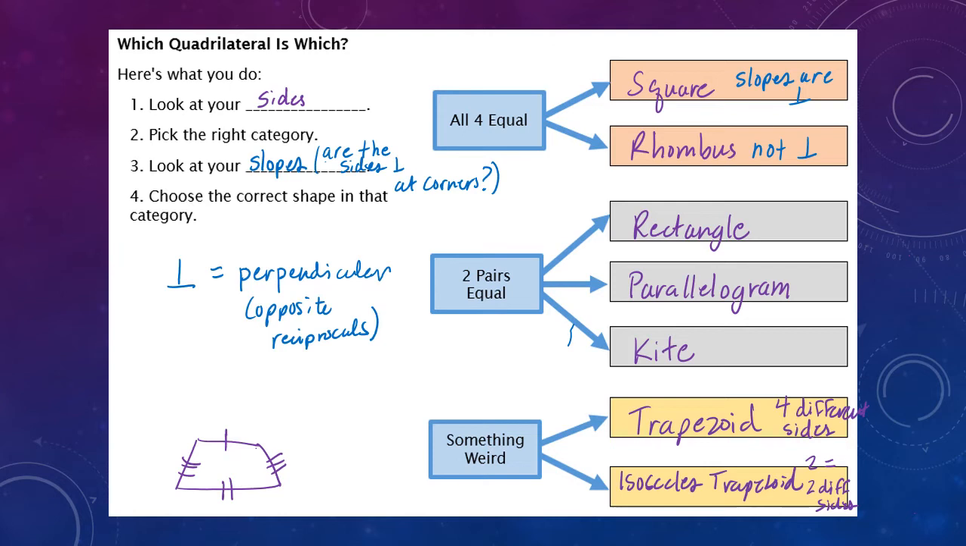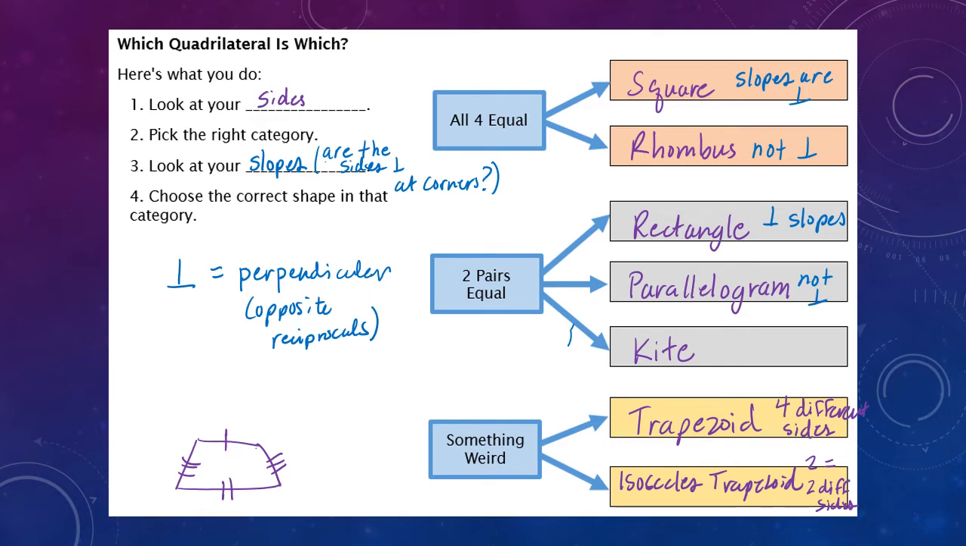All right, let's move on to where you have 2 pairs of equal sides. In a rectangle, just like in a square, you're going to have perpendicular slopes, because the corners of a rectangle make 90-degree angles, so you're going to have opposite reciprocals. Parallelogram is going to be the same as a rhombus, where your slopes are not going to be perpendicular.